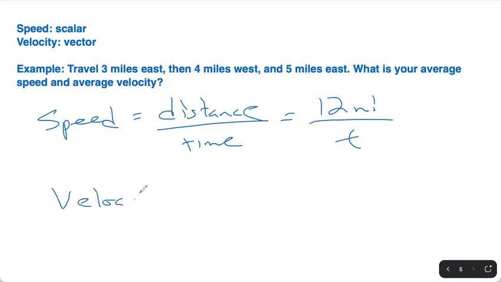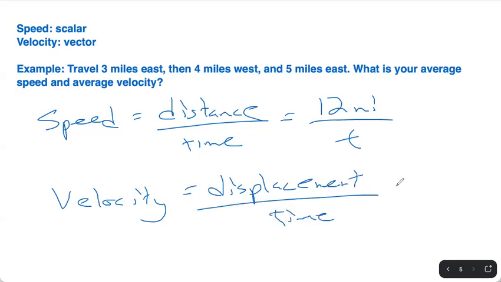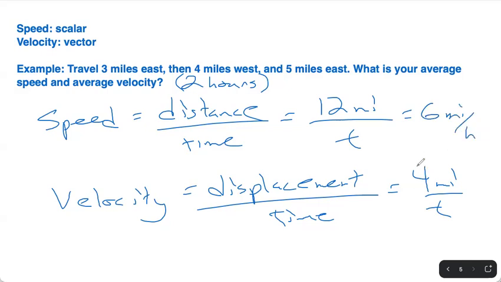Your average velocity is going to be displacement over time. You're displaced 4 miles over t. And let's say it took you 2 hours. If that was the case, then the speed would have been 6 miles per hour. The velocity would have been 2 miles per hour, but they probably would have added that little extra piece, east, because velocity is a vector, which has a magnitude and a direction. The magnitude in this case is 2, the direction is east.